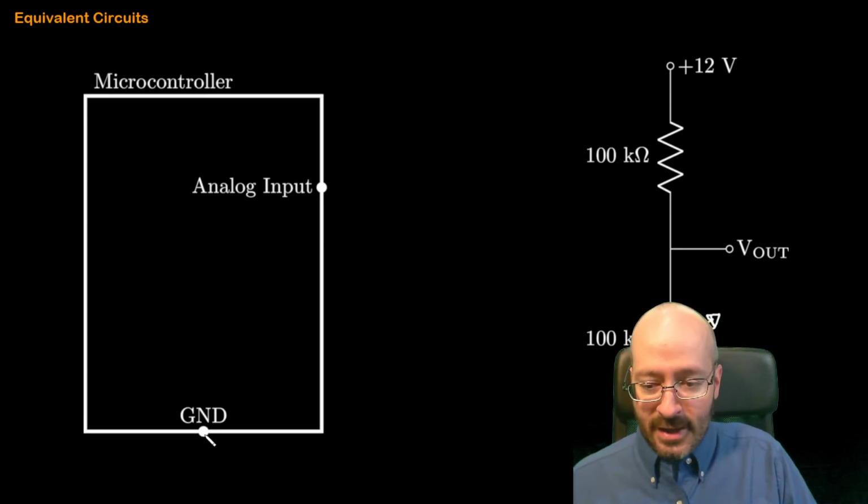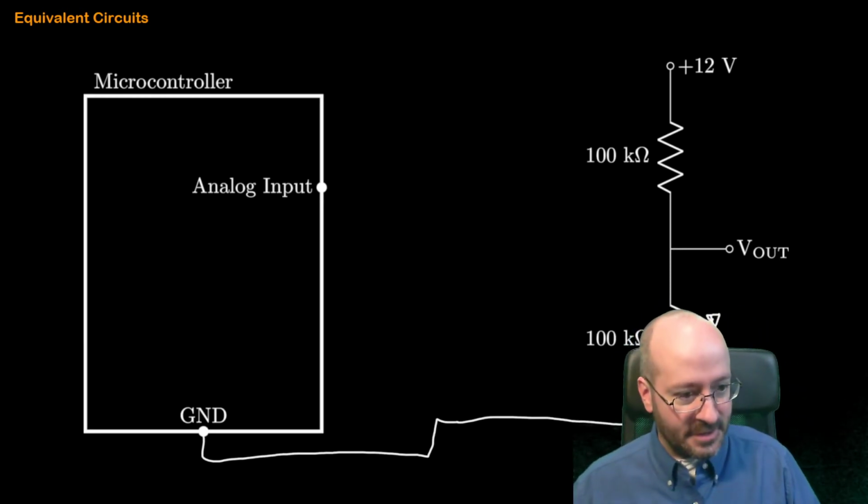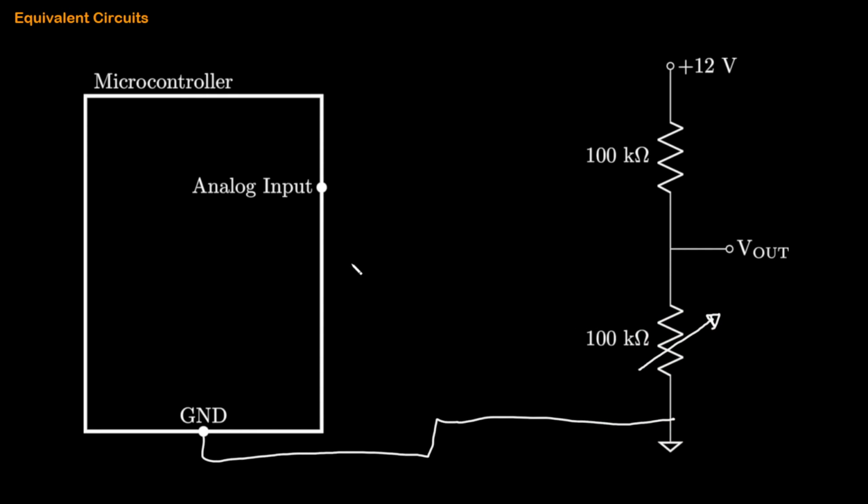The way we would do that is, well, we connect the ground. Sorry for the unruly wiring. It might be better if I just drop out altogether. Bye-bye. And we connect the analog input here to the node where we want to measure the output.